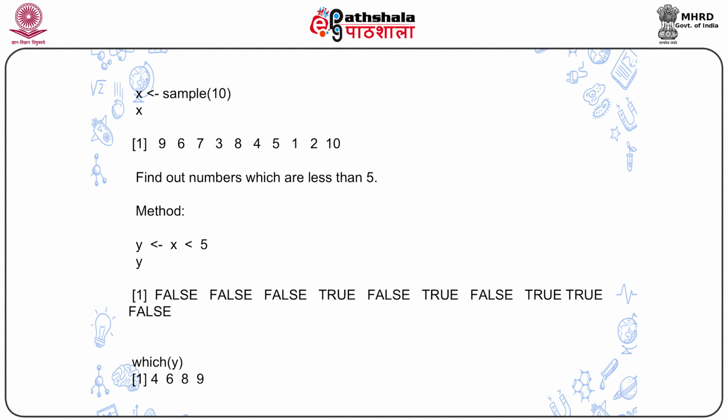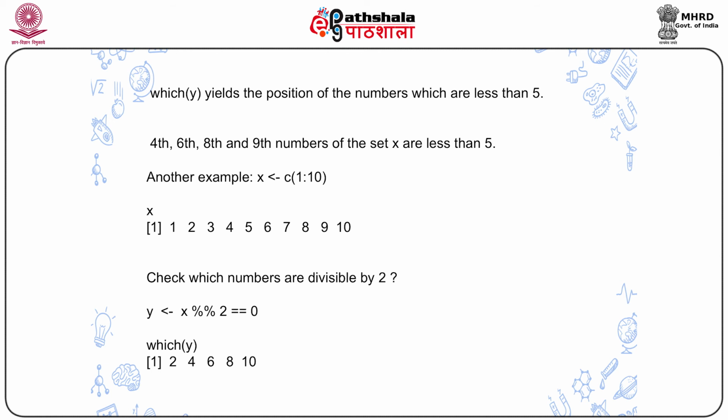So, here is our y, which contains TRUE where the condition that x is less than 5 is satisfied. So, which of y will give us 4, 6, 8 and 9. Now, if we write which of y, then the function yields the position of the numbers which are less than 5. So, here the 4th, 6th, 8th and 9th numbers of the set x are less than 5.